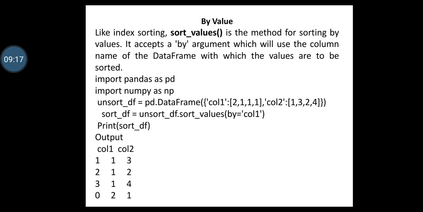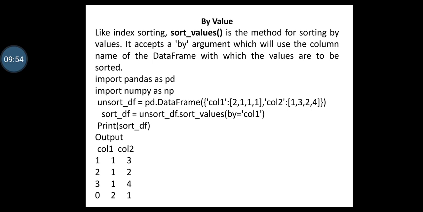Then after that, I am defining the sort by values method. Like index sorting, the sort_values method is the method for sorting by values. In this method we can sort the values using their value. It accepts a by argument, which takes the column name of the data frame by which the values are to be sorted. First of all, we import both libraries, pandas and numpy.